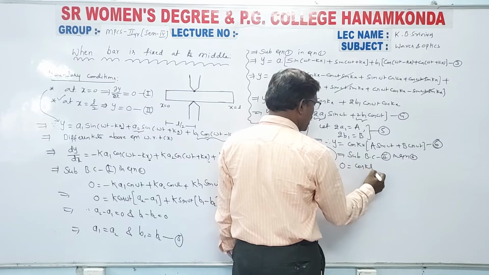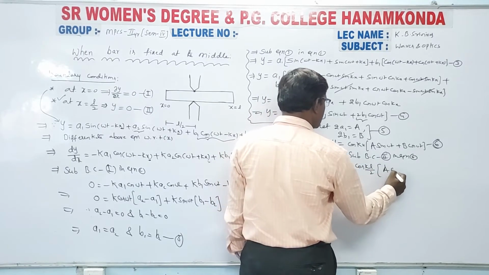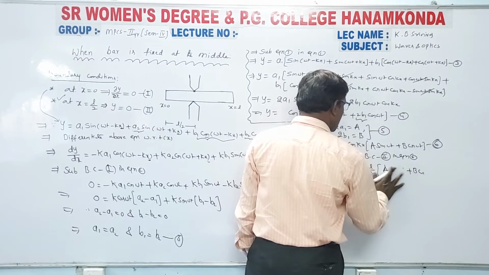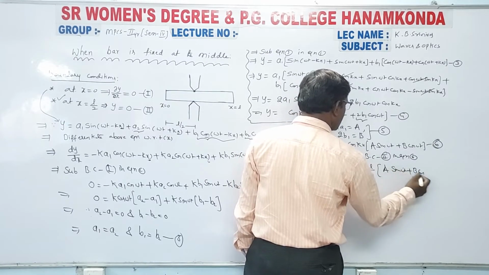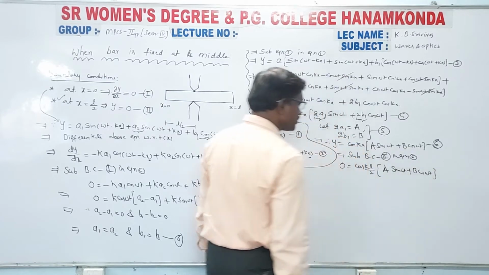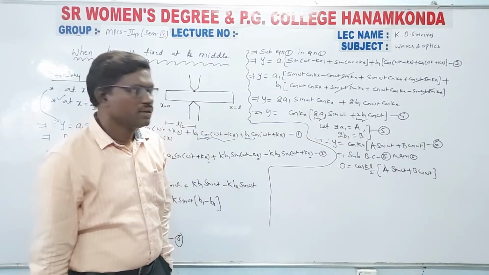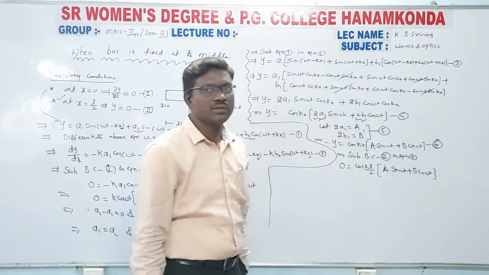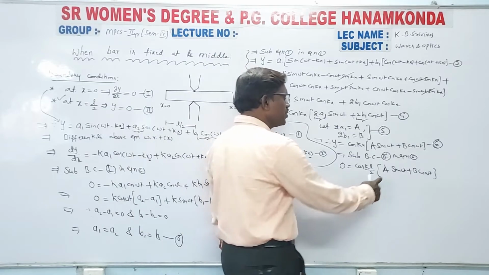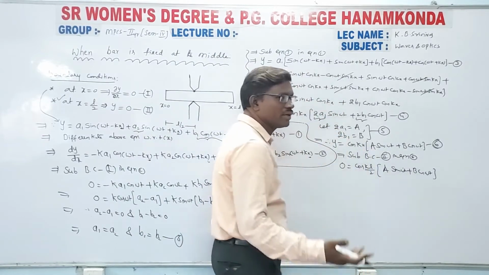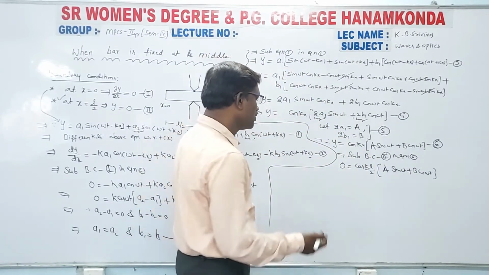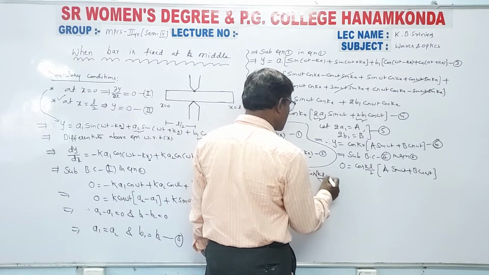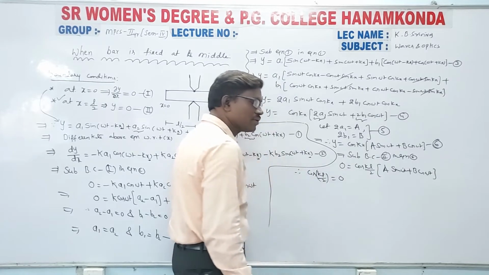Therefore cos kL by 2, times a and b, which are treated as constants. This is sin omega t, this is cos omega t. Clear? Product of the two terms equal to 0 means one of the terms must be equal to 0. As a and b sin omega t, cos omega t can never be equal to 0, therefore cos of kL by 2 must be equal to 0.